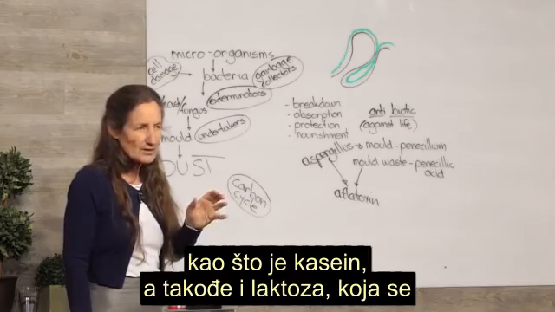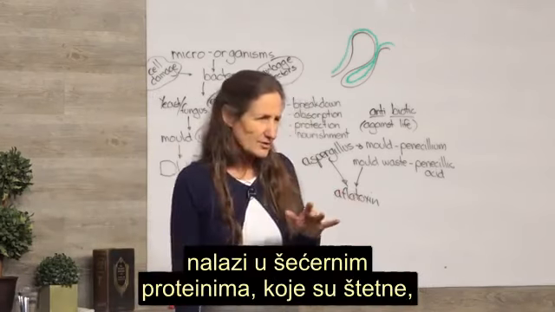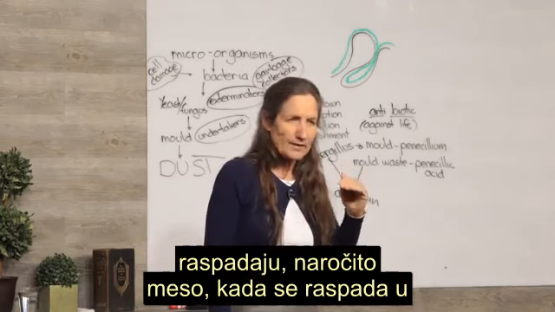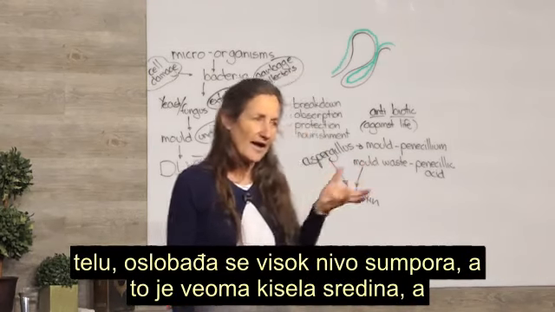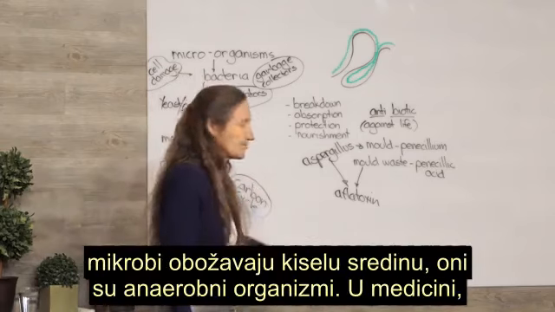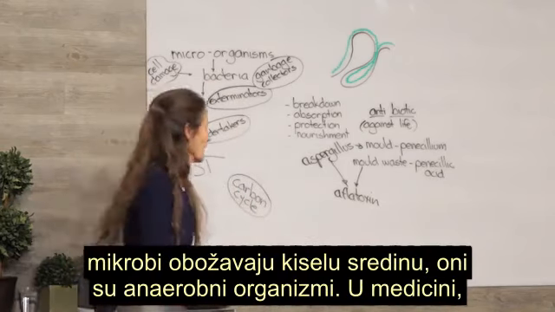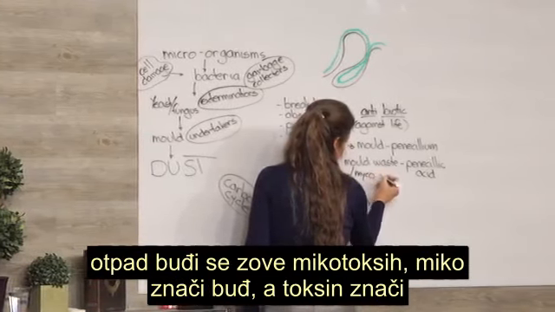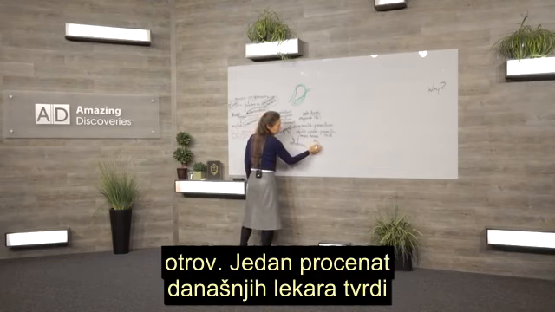And there are a few things. There's the casein and also the lactose, which is the sugar in the milk, but also when animal products break down, particularly meat in the body, they give off a high sulfur residue, and that's a high acid residue. And these microbes love an acid environment. They're anaerobic organisms. In medicine, mold waste is called a mycotoxin. Myco meaning mold, toxin basically meaning a poison.